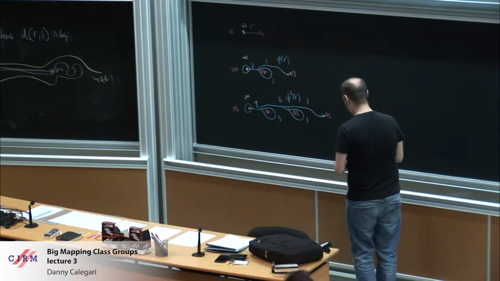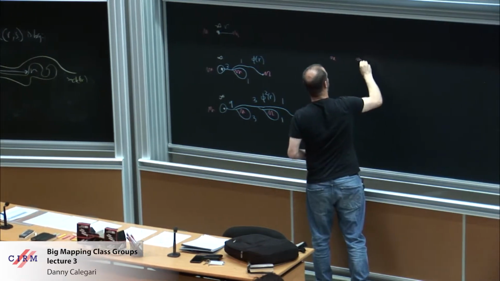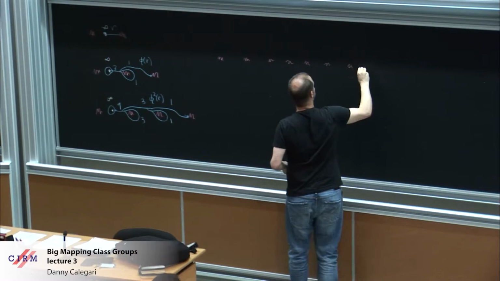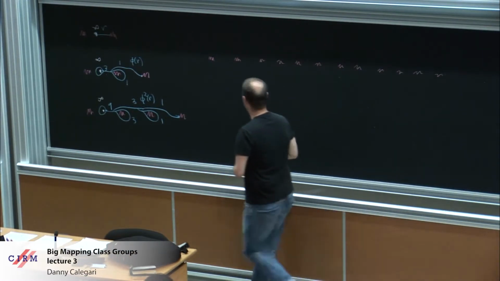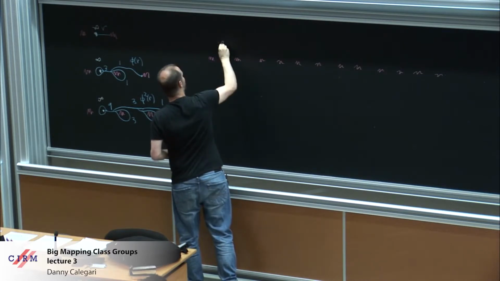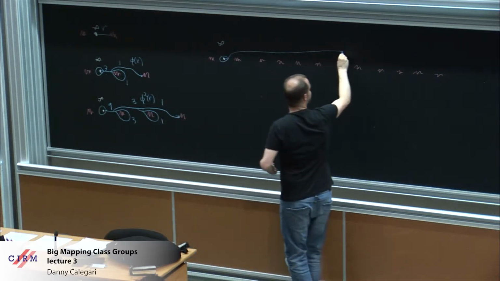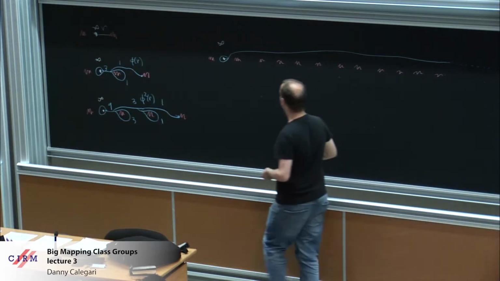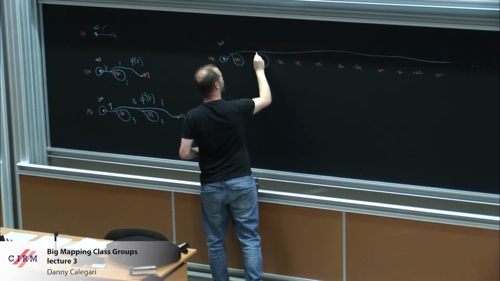And so you can see that phi to the n of R, it's up to you to decide how big n is. But basically, apart from this little bubble at the start, it just goes along like this indefinitely. And every time it gets to one of these, it sticks a little bubble on it.